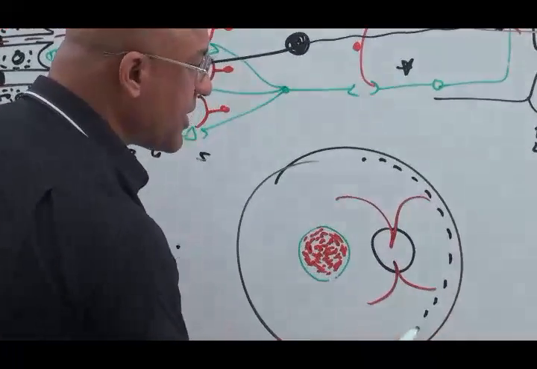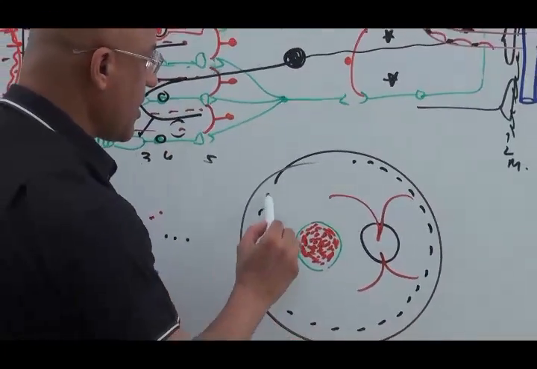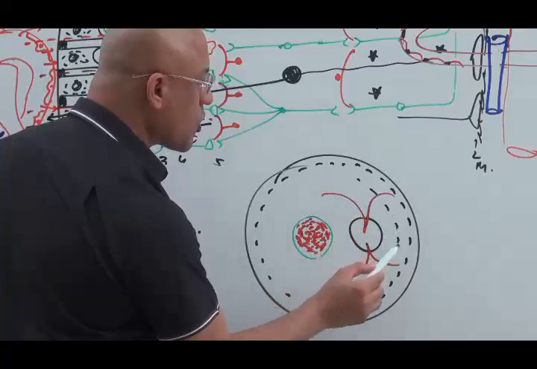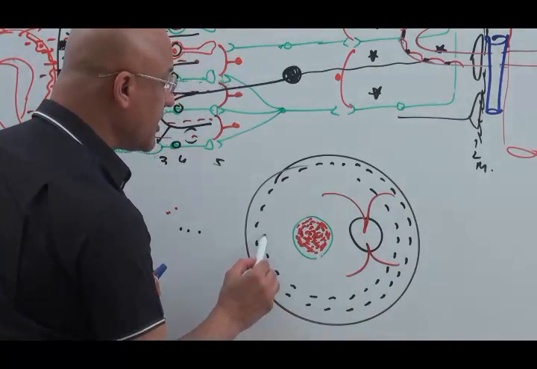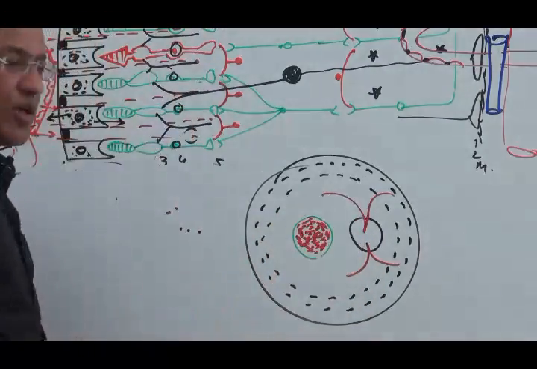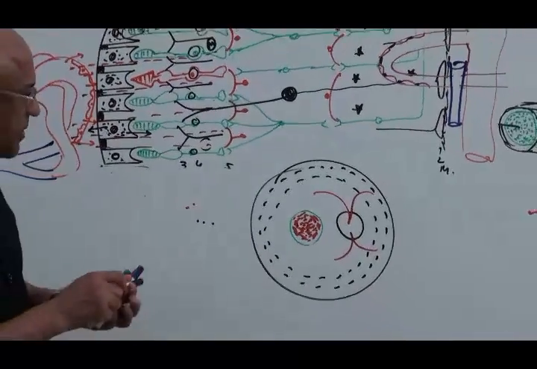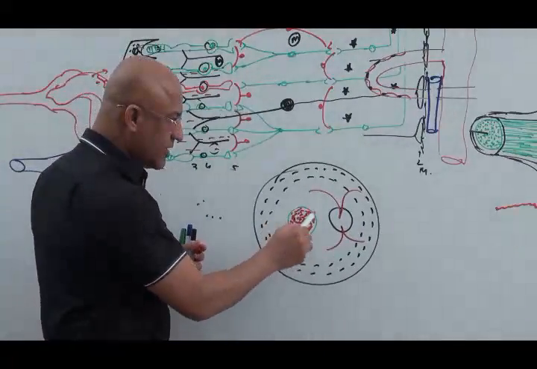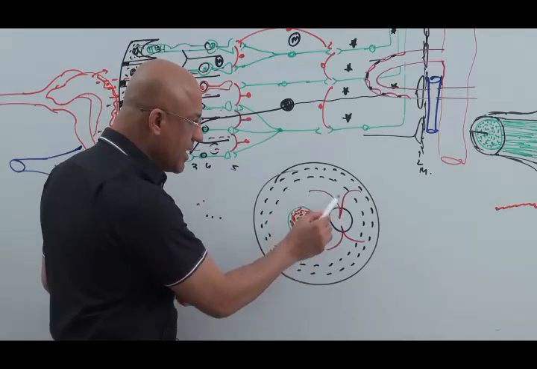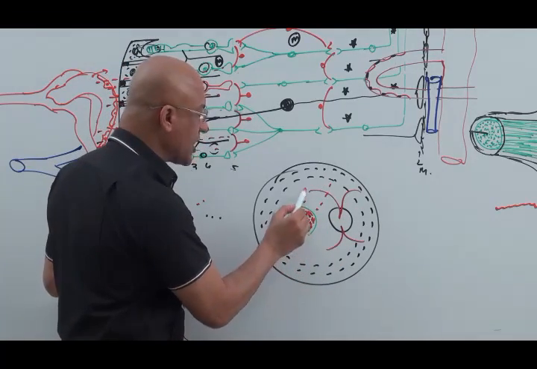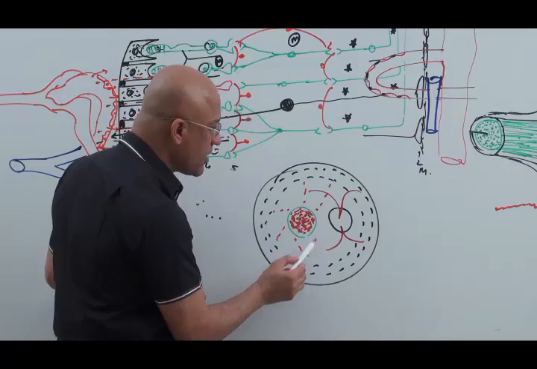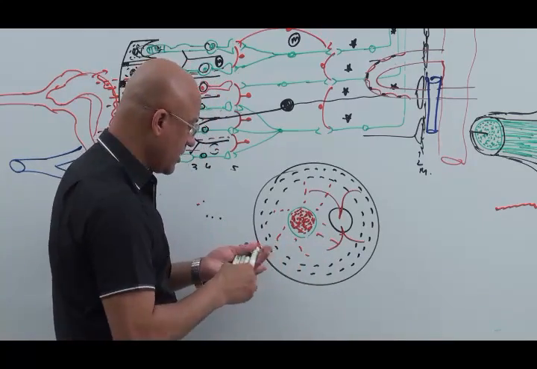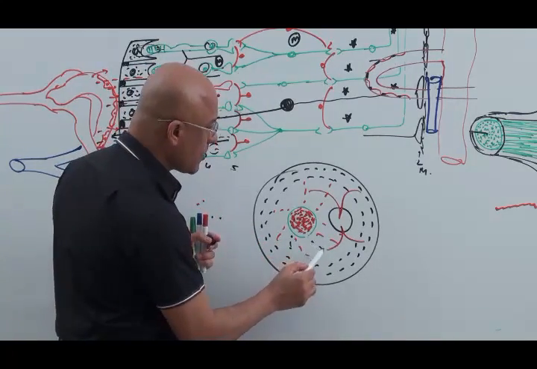The peripheral-most part of the retina is a rod-only area. And in between, in the central area and the most peripheral area, the rest of the retina has a mixture. It has some cones and some rods.